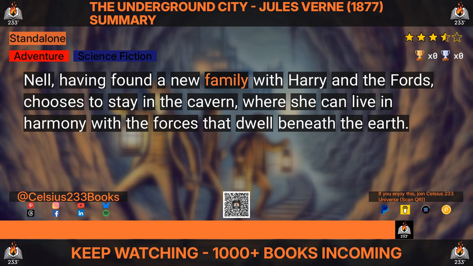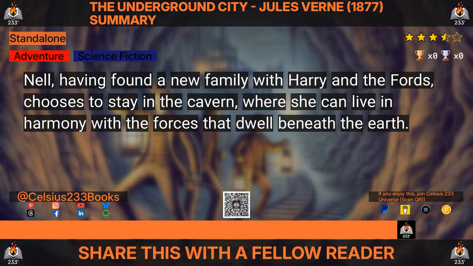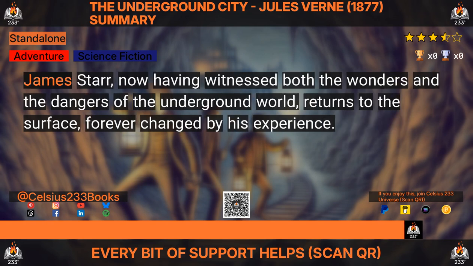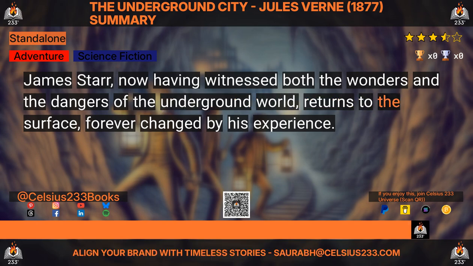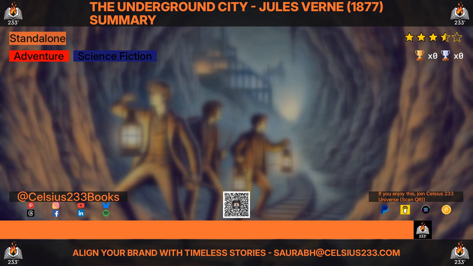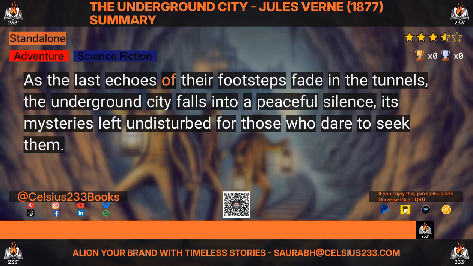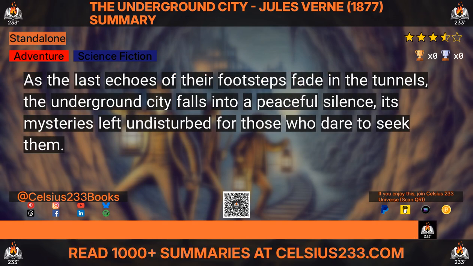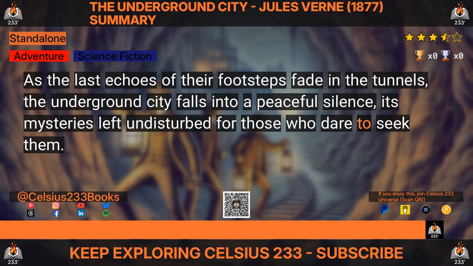Nell, having found a new family with Harry and the Fords, chooses to stay in the cavern, where she can live in harmony with the forces that dwell beneath the earth. James Starr, now having witnessed both the wonders and the dangers of the underground world, returns to the surface, forever changed by his experience. As the last echoes of their footsteps fade in the tunnels, the underground city falls into a peaceful silence, its mysteries left undisturbed for those who dare to seek them.